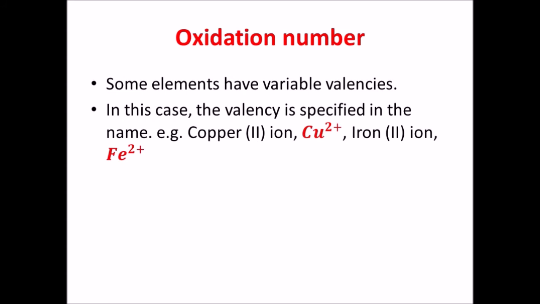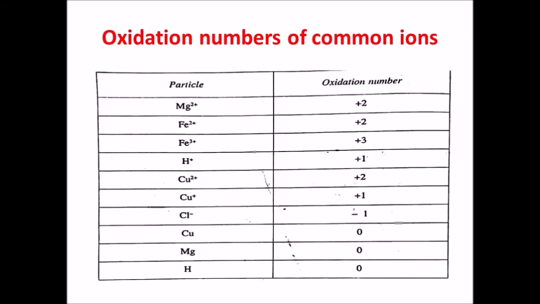Some elements have variable valencies. In this case, when the valencies vary, that valency is specified in the name. For example, copper 2 ion has a valency 2. Iron 2 ion has valency 2. And we can see some examples here.